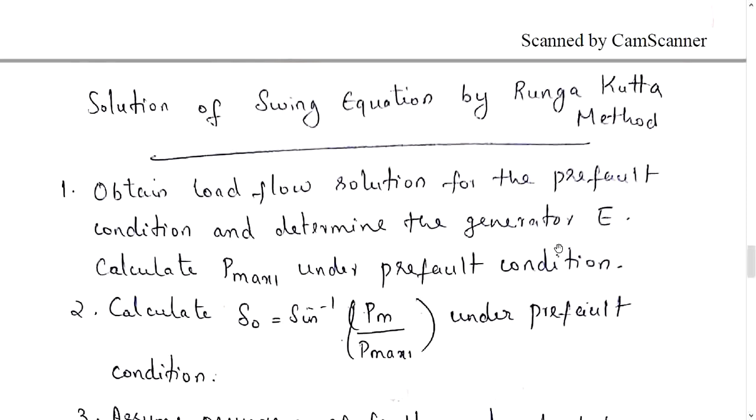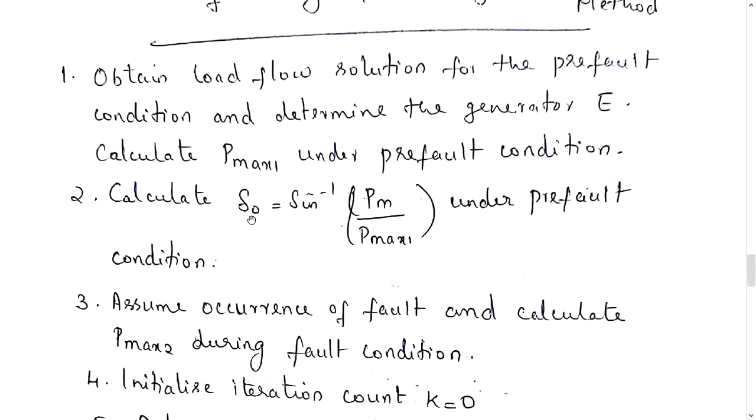So in the Runge-Kutta method, the first step is, if a system is given, we have to do the load flow solution of that system, and we have to find the generator induced voltage E. That is the first step. First we have to do the load flow solution. After doing the load flow solution, we will get the bus voltages. So we will find the induced EMF of the generator, and we will find the maximum power transferred under pre-fault condition. That is, we find Pmax1. After getting Pmax1, we can find delta 0, the initial value of angular position, which will be equal to sine inverse of Pm by Pmax1.